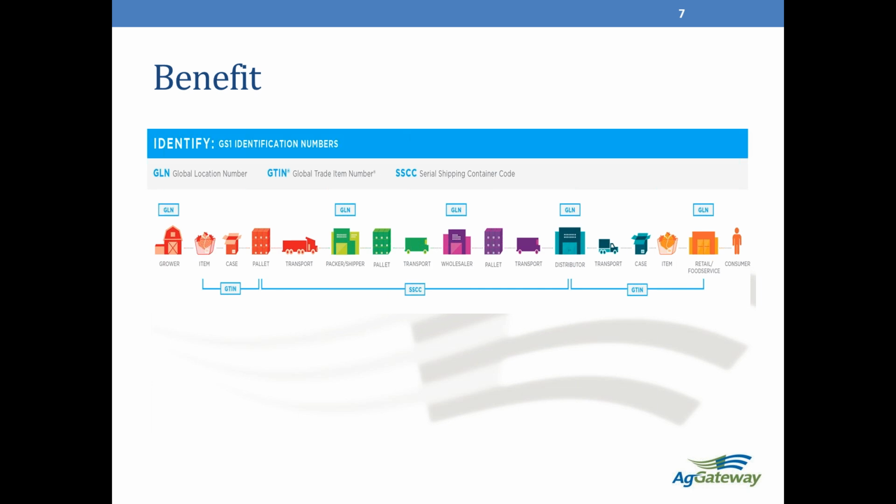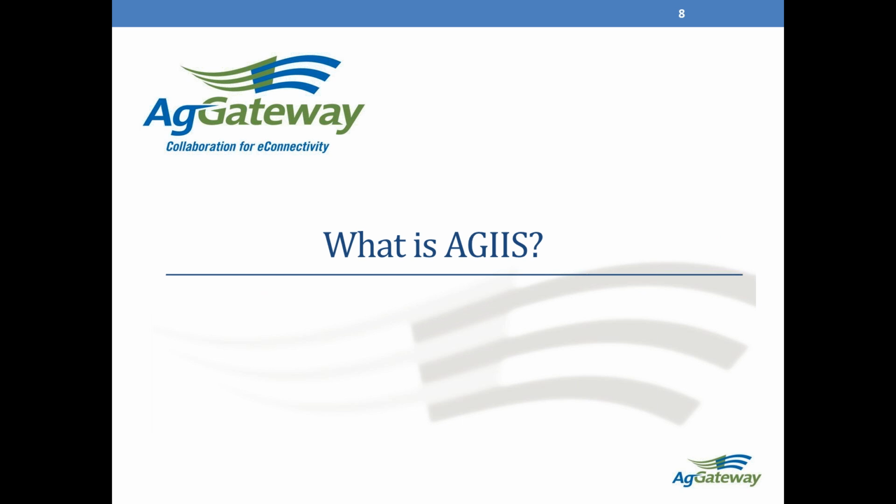So here's what the benefit looks like. From the grower to the consumer, a supply chain that is able to use a unique identifier all the way through it. Unique identifiers, streamlining the entire supply chain, enable companies to be more efficient, understand their business better, and ultimately reduce the cost.